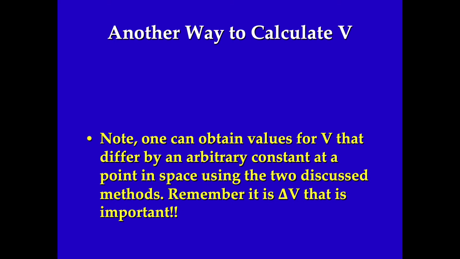V is defined up to a constant. So different people can define their V to be 0 at different locations. Really what's important is the delta V, not the actual value of V, because the delta V represents that work is being done. V is just a value. So whether you define V to be 0 at infinity or x equals 0, doesn't matter. But the value of delta V is what's important.